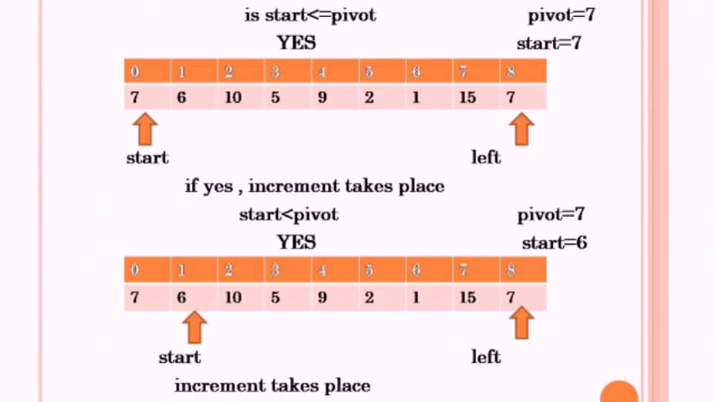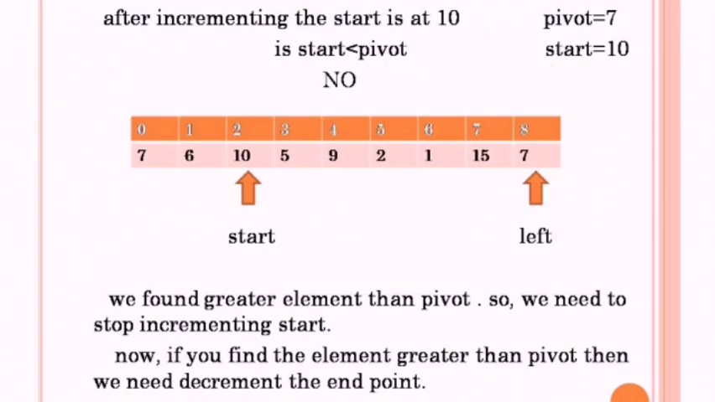Here again start is 6 and pivot is 7. Is start less than pivot? Yes, start is less than pivot. So again increment takes place. The start now moves to the second index, that is number 10. Here after incrementing, the start is at 10 and the pivot is as usual 7. Is start less than pivot? No, start is 10. 10 is not less than 7. Okay, the condition is false.